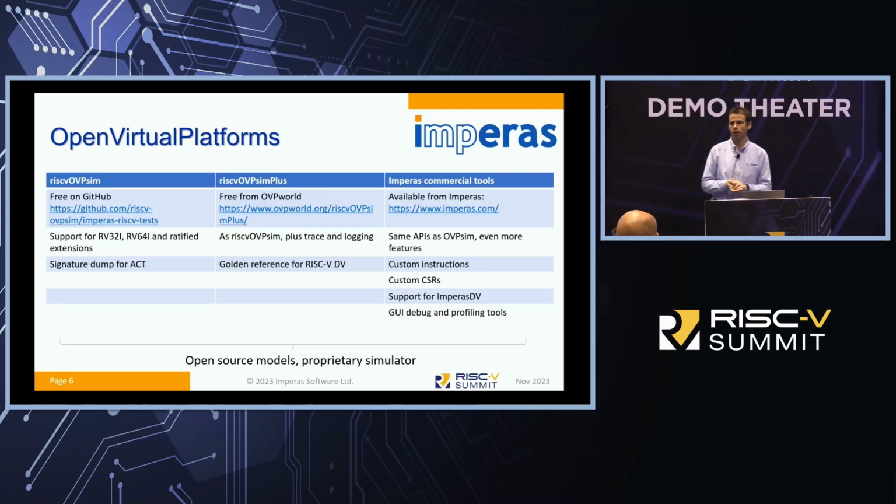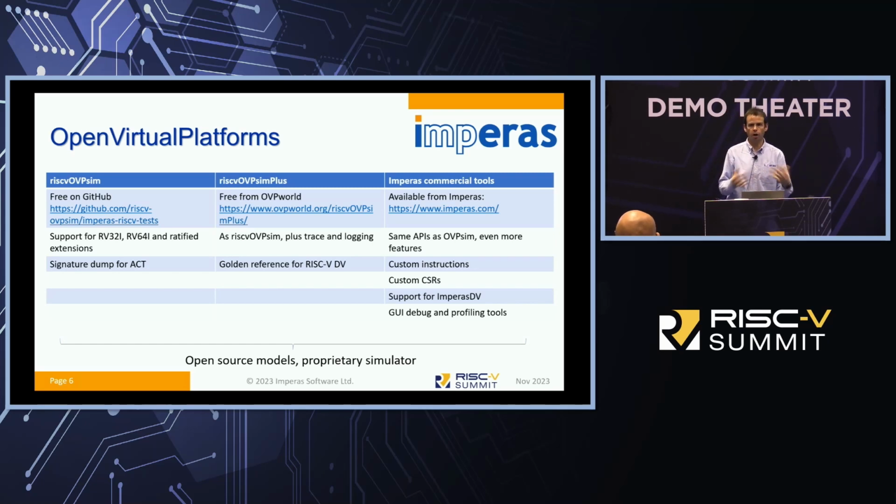We make our models available in three different ways for RISC-V. The simplest is RISC-V OVP Sim, and that's a free version of the simulator and model available on GitHub. It has support for all of the standard RISC-V envelope ISA, and it's used by the architecture compliance suite and can generate signature dumping for that as well as a golden reference.